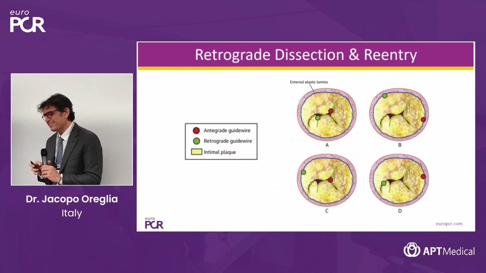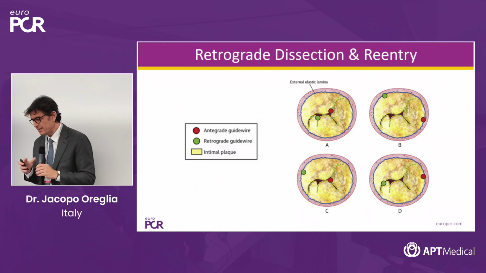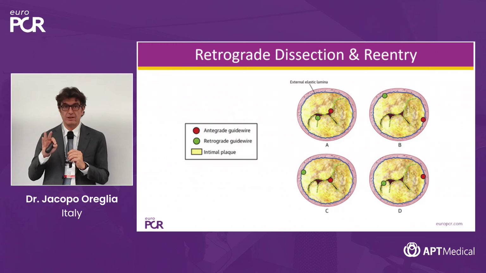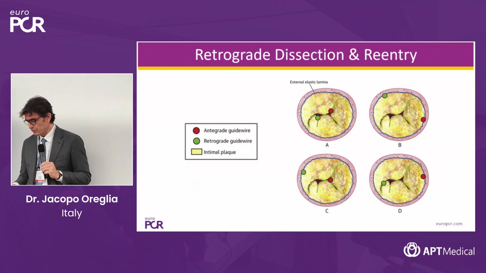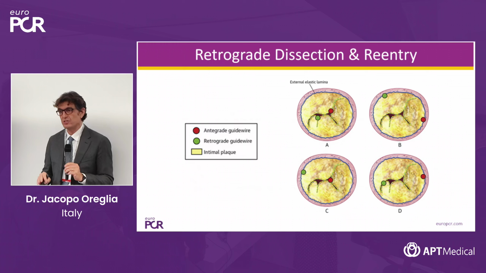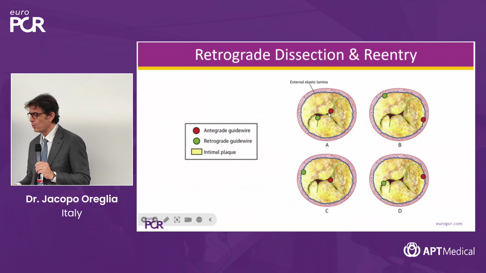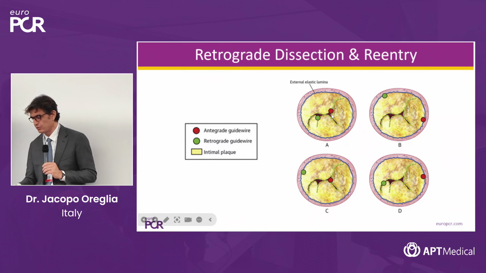What are the situations that we can face? 4 situations, actually. This is the scheme of the position of the 2 guide wires. In red, you have the antegrade, and in green, you have the retrograde. Both guide wires, like in panel A, can be in the intraplaque space, which is a very favorable situation. In this case, probably you do not need a 1-to-1 ratio balloon. You just need a small balloon to create a space between the 2 guide wires and to connect the 2 guide wires.